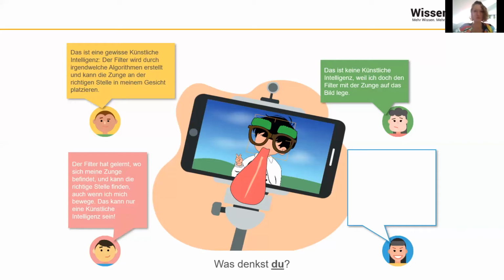And as I'm sure that you're already aware of the answer you want to pick, let's just say if you said the yellow or the pink person is right, then you're on the right track. Because selfie filters actually do work with AI.